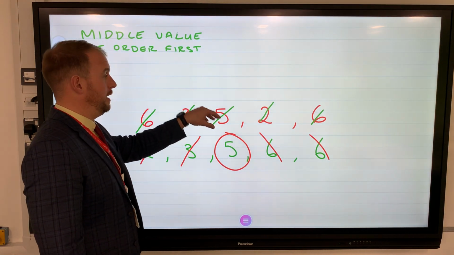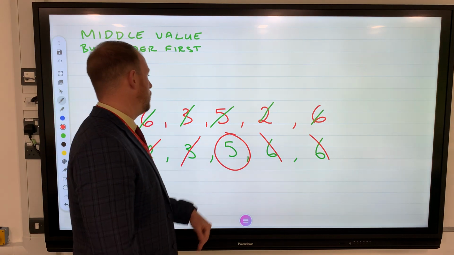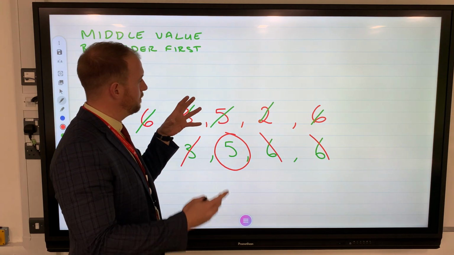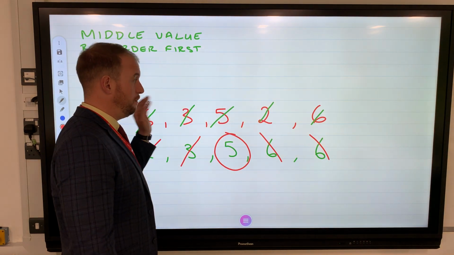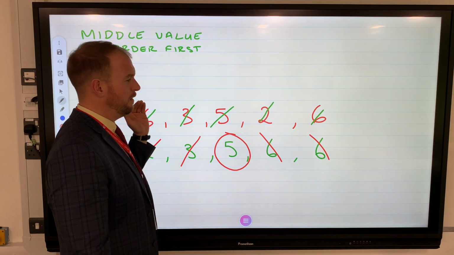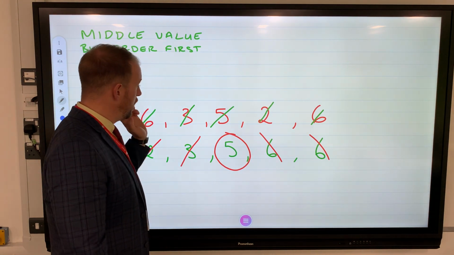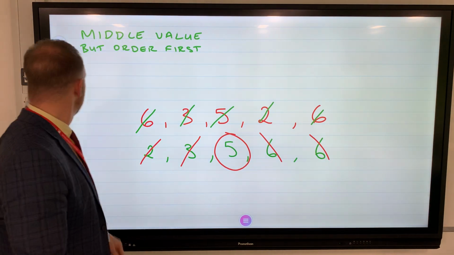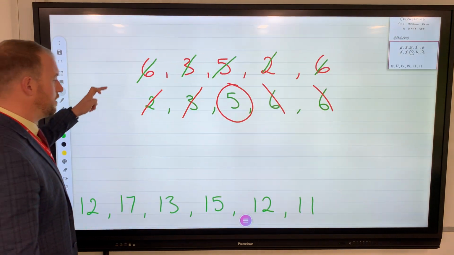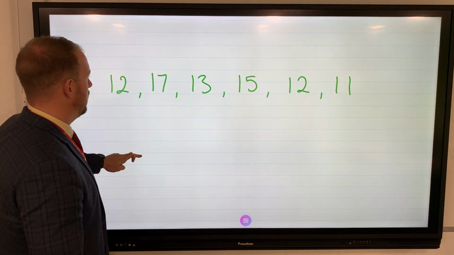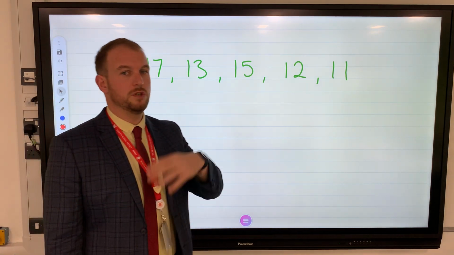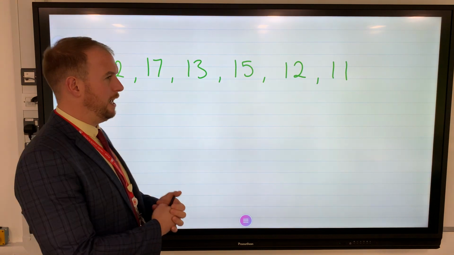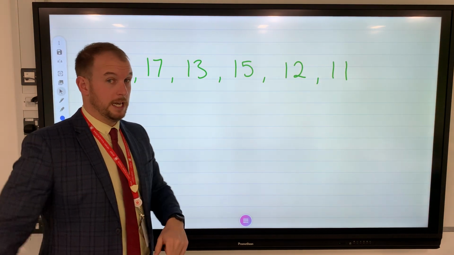So this might have been the amount of goals someone scored, or the amount of eggs that chickens have laid in a chicken coop. But it could be anything. It could be ages of children. It could be anything. Remember, middle value, order first, find the middle. However, things get a little bit different when you have a different amount of numbers. Yes, I've just used bigger numbers here, but you'll see why this is slightly different when we get there. So, middle value, we need to order them first in ascending order.